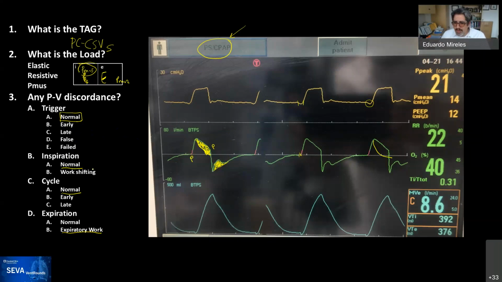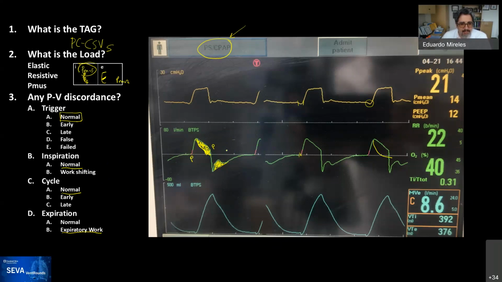In terms of inspiration, the answer is normal. I agree with you. This is one of those nuances in which you could say that there's work shifting, but it's what we would call normal. There's no deflections on the pressure waveform. It looks pretty good. So there's some work from the patient, no doubt. The patient is active. And then comes cycle, Marina.